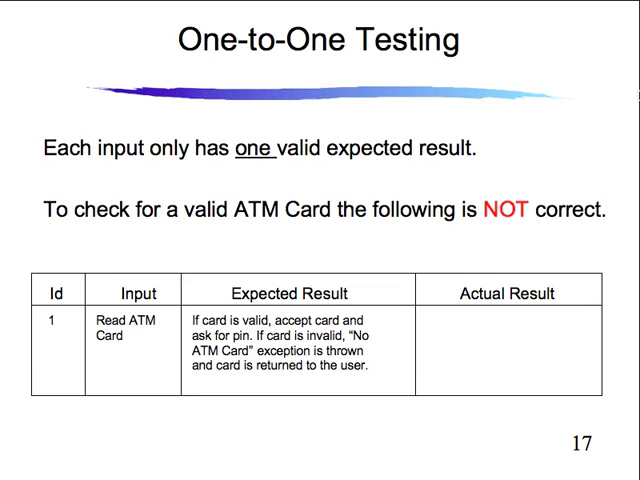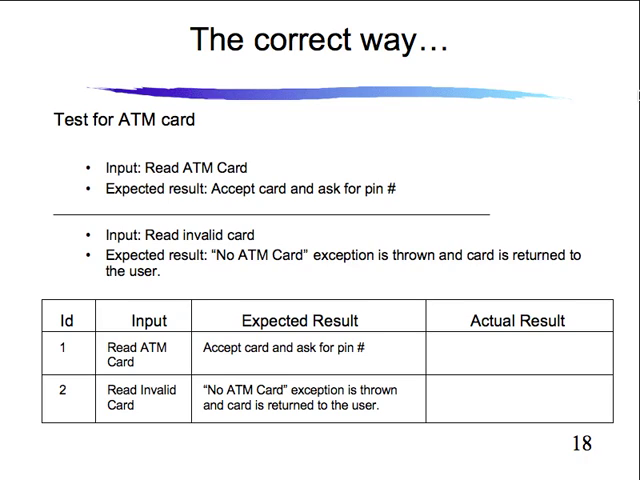Well, you can see that you've got two expected results, and you're not combining each one of them. They're all in the same category. You can't actually test a valid card or an invalid card in here. So that's really two test cases. That is reading an ATM card that's valid, and then reading an ATM card that's invalid. If it's a valid ATM card, accept the card and ask for a PIN. If it's not a valid ATM card, then a no-ATM-card exception is thrown and the card is returned to the user, like if you put in a gas card, not an ATM card. So for the ATM card, we have two separate test cases.